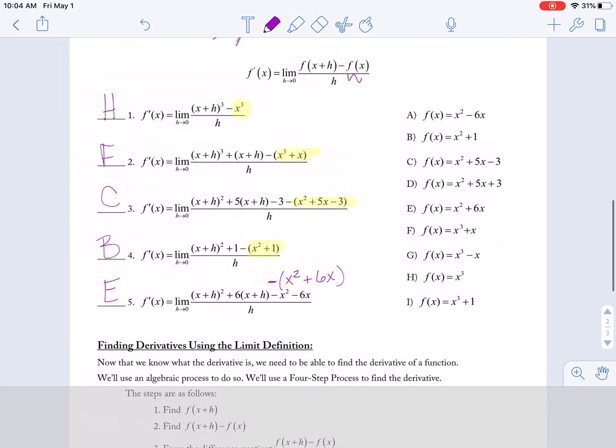So for this first part, for the first day, you're just matching the functions from the left with the right.